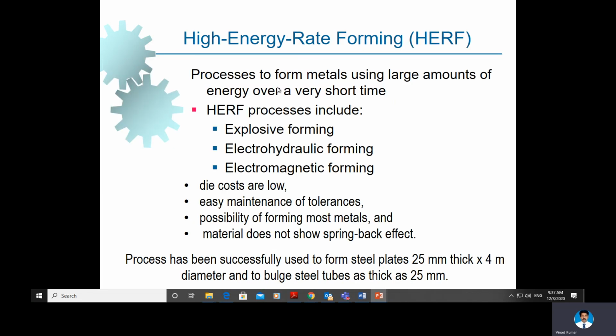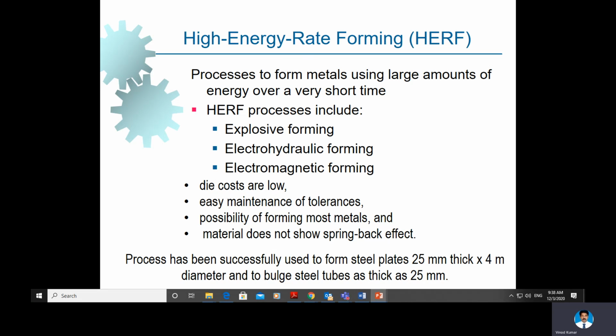Now we come to high energy rate forming. It's another process which is not done on the presses. So in high energy rate forming, as the name indicates, very high energy is applied for a very short duration of time. This process is called high energy rate forming. One of the examples is explosive forming.